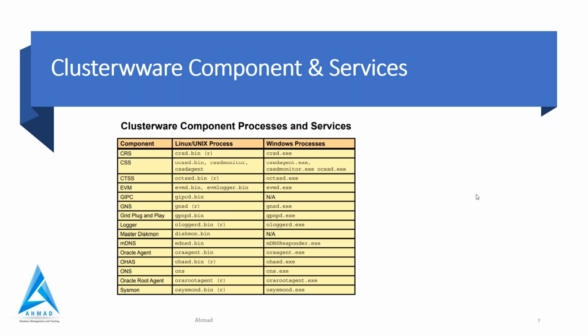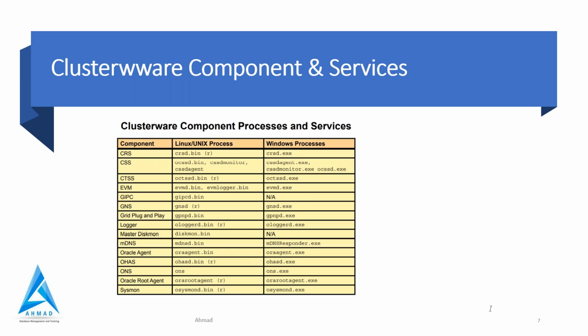And we have the Oracle agent, which is oraagent.bin. For ohasd.bin, we have root owner. For ONS, we have ONS, and we have orarootagent, that owner is root. For sysmon, we have osysmond.bin. These are the processes whose owner is root, the rest owner is grid.